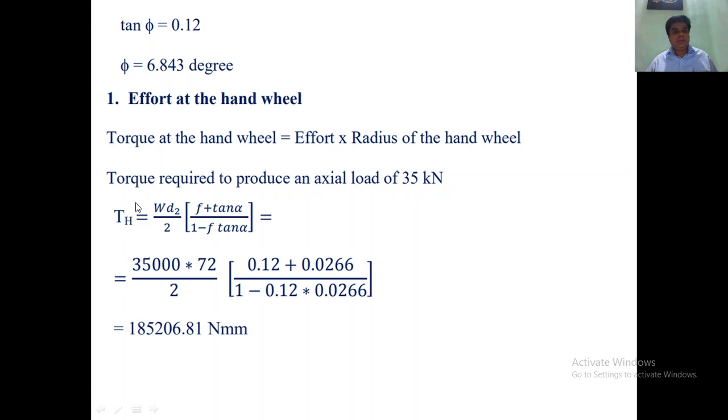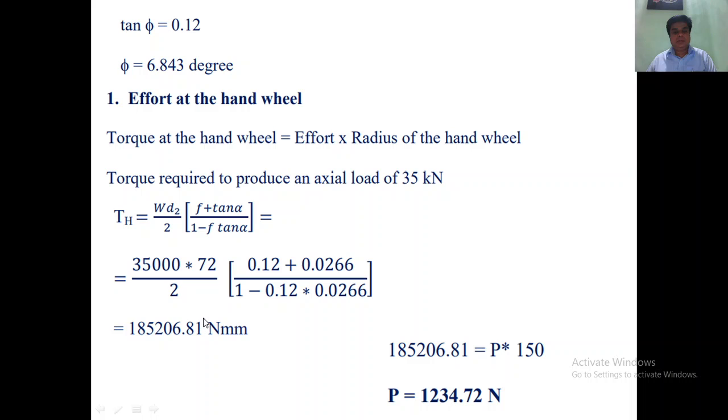So again coming to the formula which we had derived in the previous cases. In the analysis of the screw thread, we use this equation, where W, the weight, is given here, the mean diameter is taken, the coefficient of friction is there, and alpha is there. So all the values are known. You calculate the torque required to produce the axial load of 35 kilonewton. So for this load, what is the torque required to raise the load? That is calculated here.